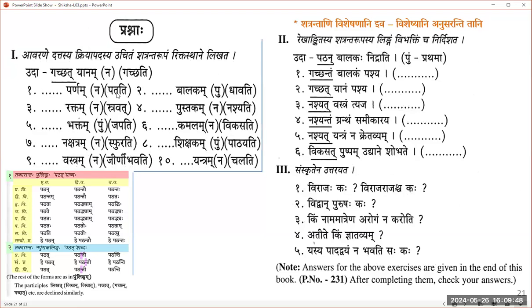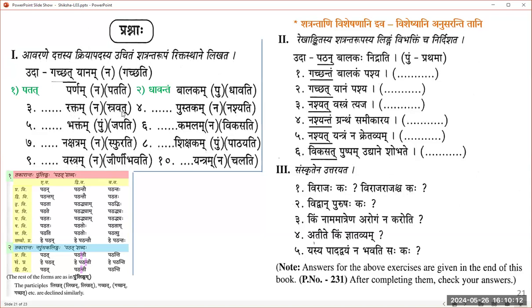So patati is the Kriya Pada, dash Parnam. Patat Parnam. Well done. Patat Parnam, Napumsaka. Next is Dhavati is the Kriya Pada, dash Balakam. Dhavantam, very good. Not Dhavat. Here Dhavantam, we have to go Pullinga. Well done. Dhavantam Balakam. Well done.